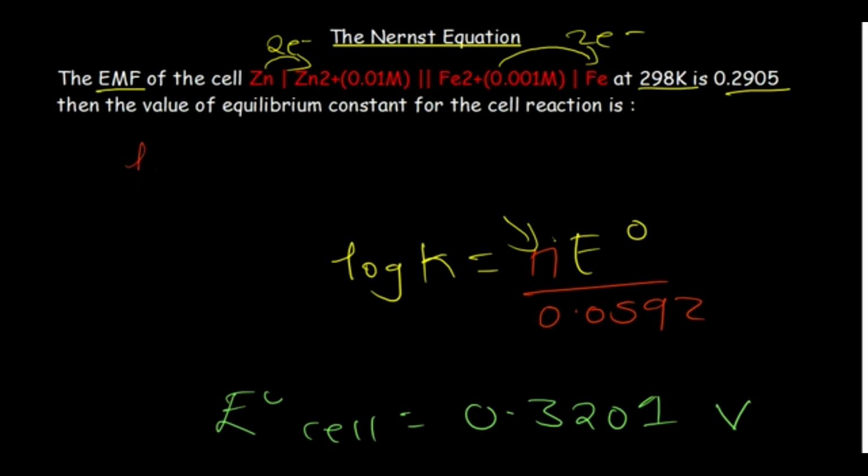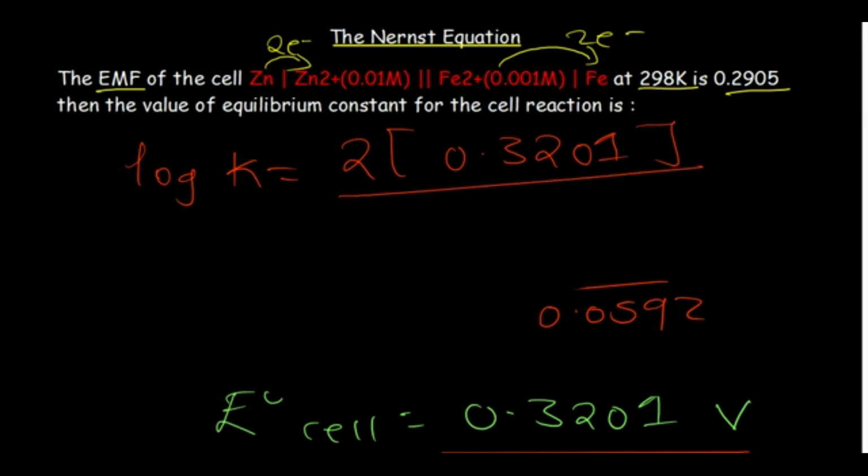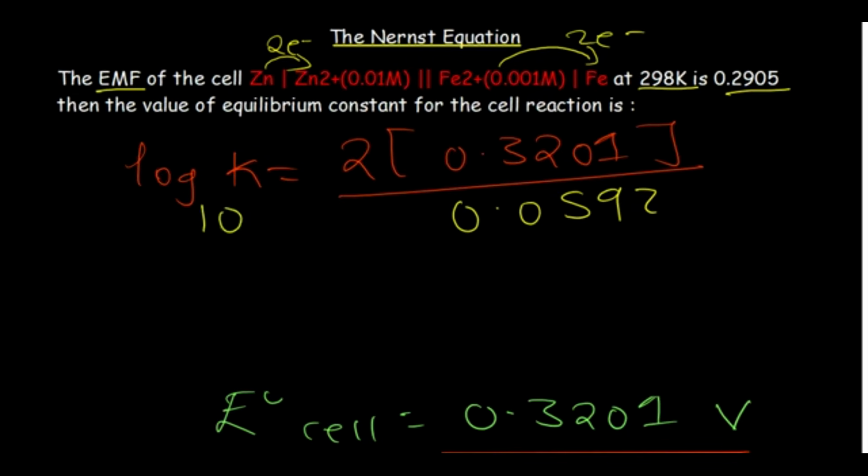So our log of K is going to be n, the number of electrons, times the standard cell potential, which we've calculated, that is 0.3201, over 0.0592 on the bottom. Of course, we do know that log has a base of 10, so our K is going to be 10 to the power.